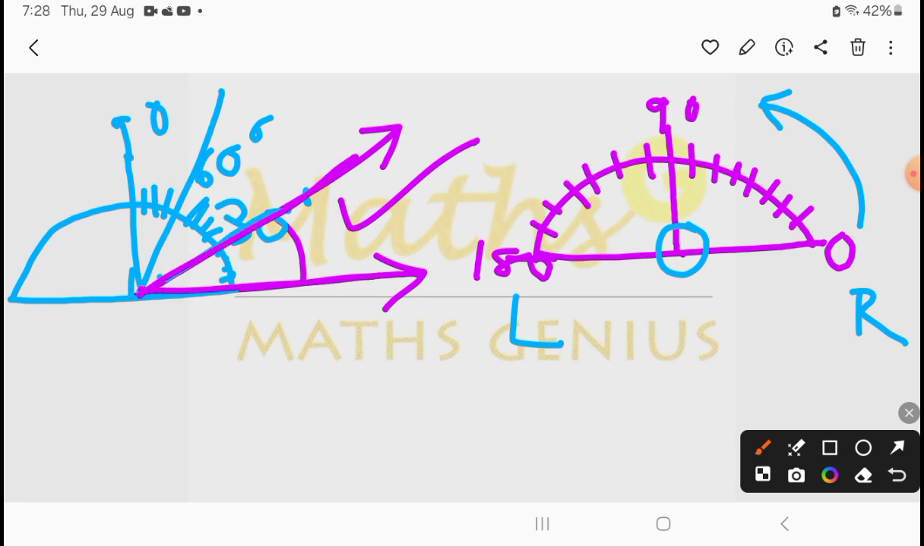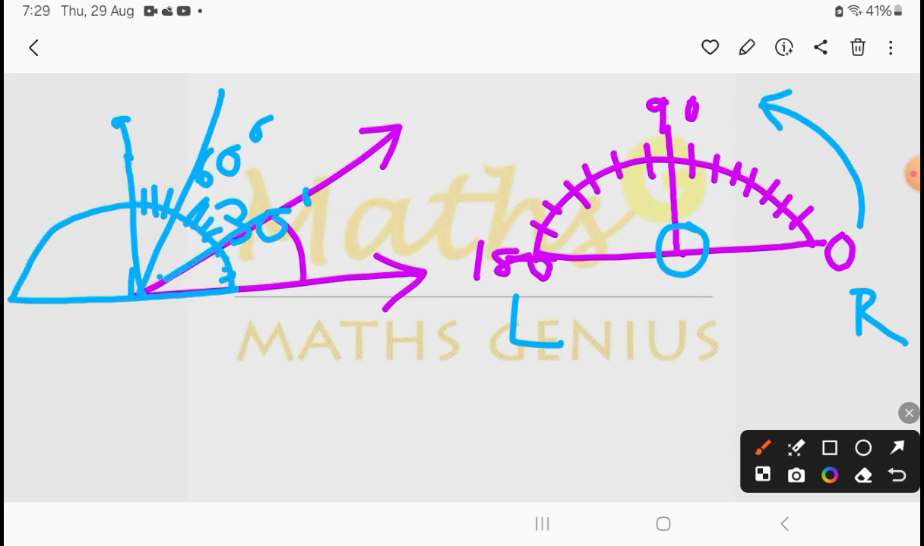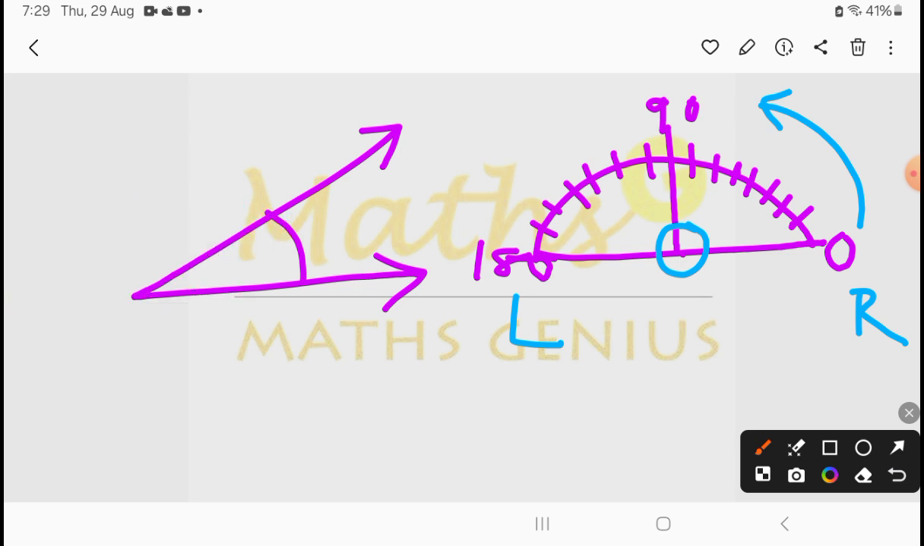How did we measure? We kept the protractor with its middle point on the vertex and aligned this line with this particular line of the protractor. Then we started counting the markings, just like in a thermometer. So this angle comes out to be 30 degree. Similarly, let me draw another angle and again show you how to measure it using a protractor. In higher classes you will learn to use a compass.